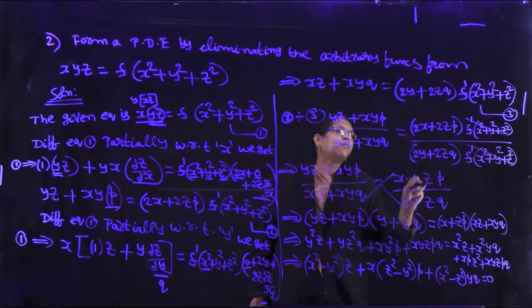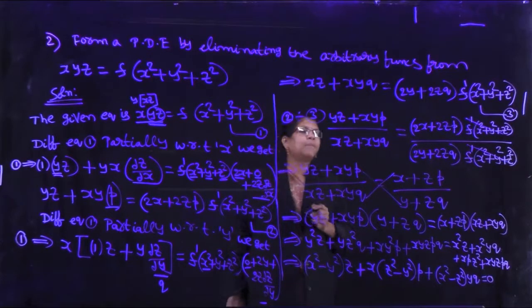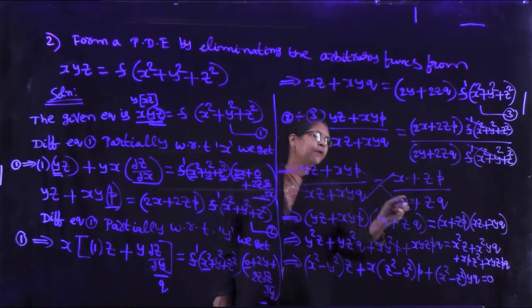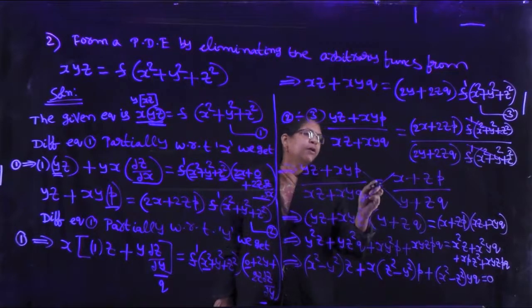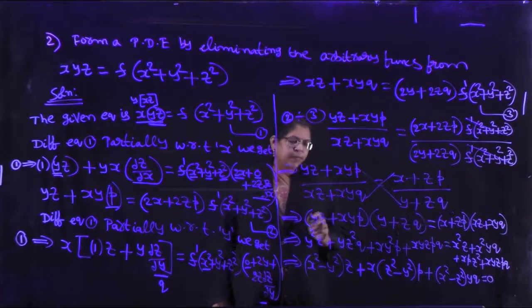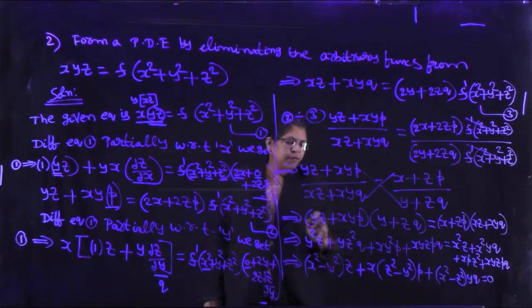(x + zp)/(y + zq). If you cross multiply, what will you get? (yz + xyp)(y + zq) = (xz + xyq)(x + zp). If you multiply these two terms, what will you get?